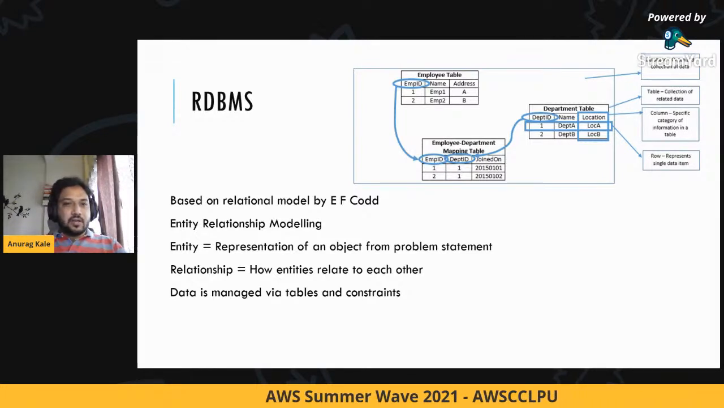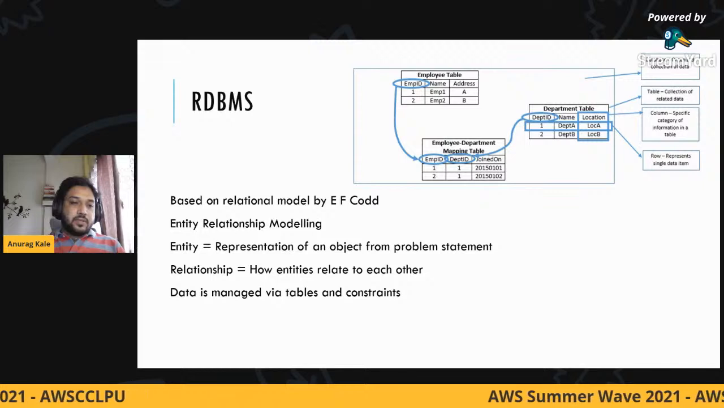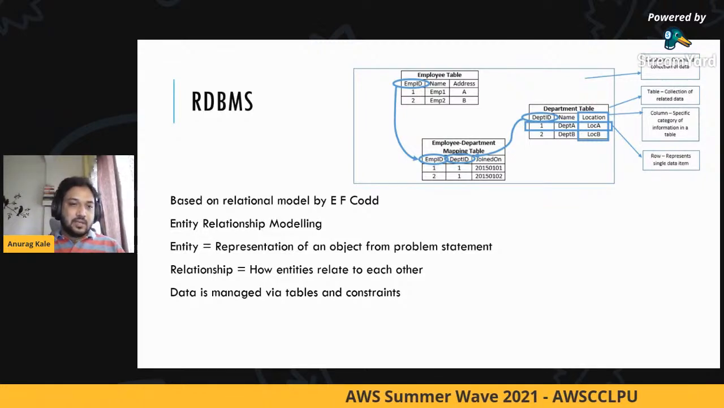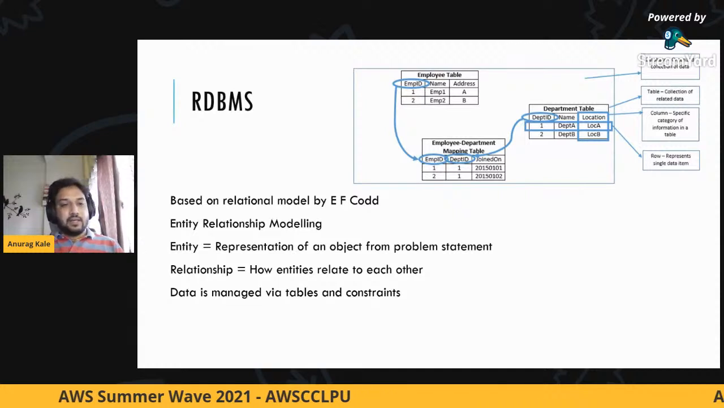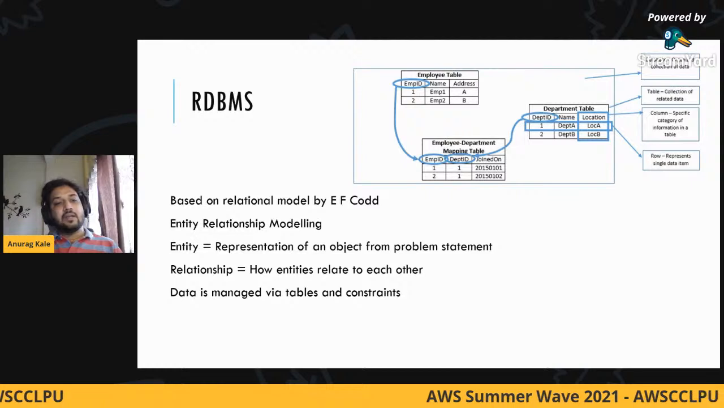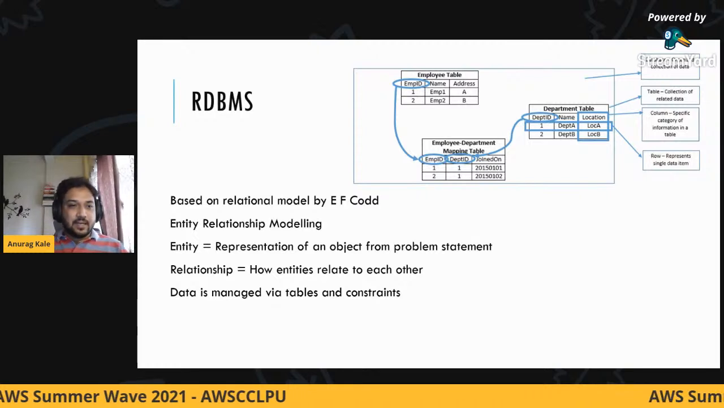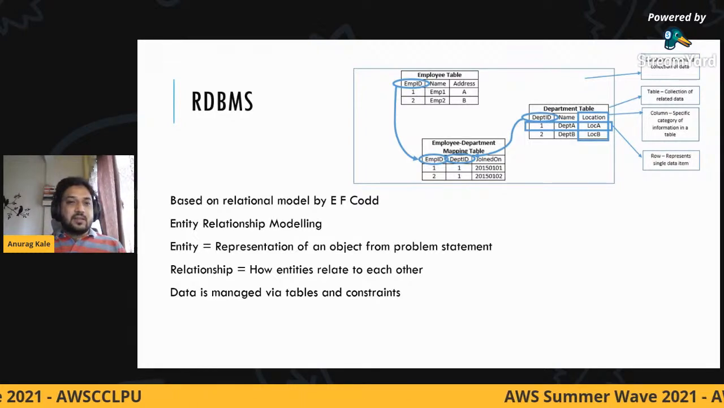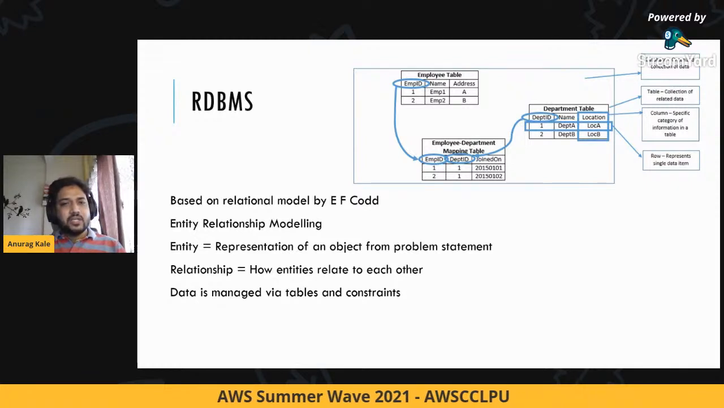If we are looking at an application like that from an entity relationship perspective, an entity is a representation of an object from the real world. For example, if it is PhonePe, then the person who is receiving money is an entity, the person who is sending money is an entity, the bank in which the money is getting transferred is an entity, and the transaction, the amount, is an entity.